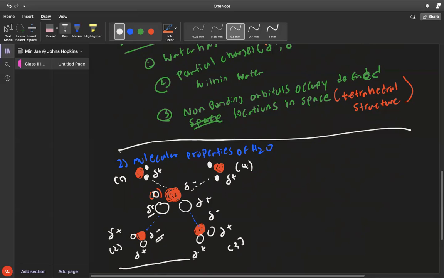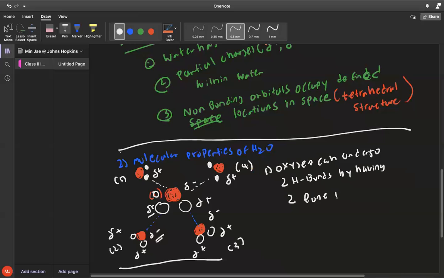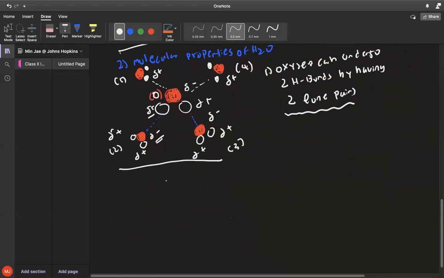And then just to reiterate, the reason why is that the oxygen can undergo 2 H bonds by having 2 lone pairs. So that is the key to why this is the case. Okay. All right. Moving on.